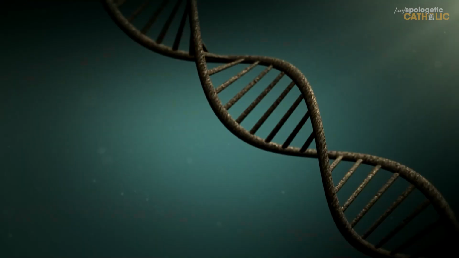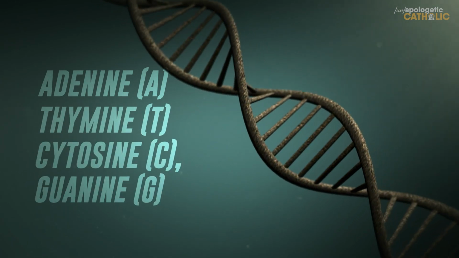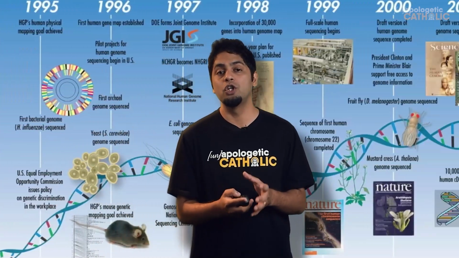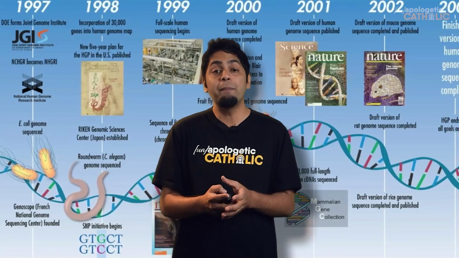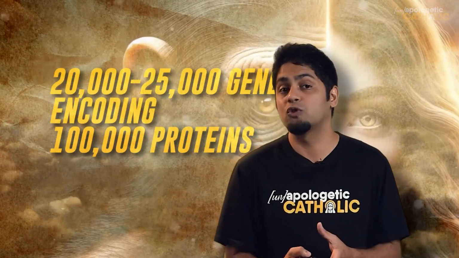The genetic code consists of sequences of nucleotides, adenine, thymine, cytosine, and guanine, which are arranged in specific ways to encode genetic information. This code is nearly identical across all known forms of life, from bacteria to humans. The Human Genome Project, completed in 2003, mapped the entire human genome, revealing that it consists of about 3 billion base pairs. This highlighted the incredible complexity and precision of the genetic code, with about 20 to 25,000 genes encoding roughly 100,000 proteins.